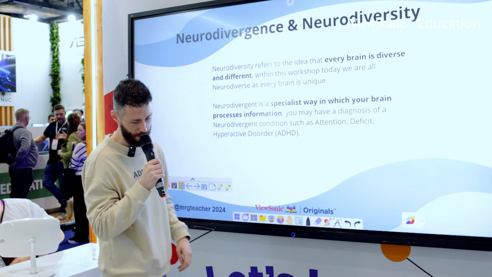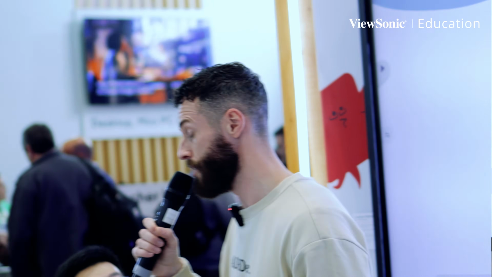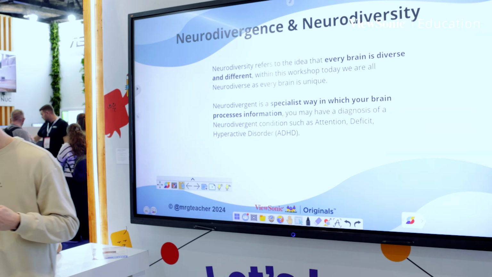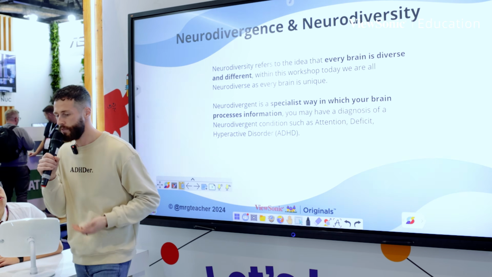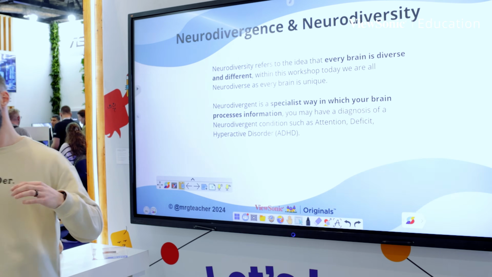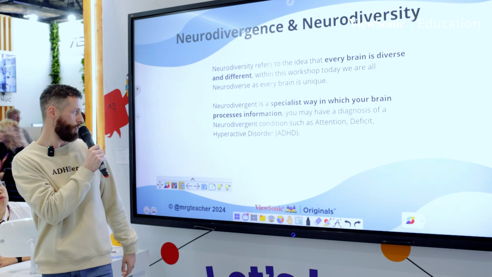Okay, so I just want to talk a little bit about the difference between neurodivergence and neurodiversity. Everybody is neurodiverse. Everybody in this workshop has a different brain. Neurodivergent is a very specialist way that the brain receives and processes information. That would be conditions such as ADHD, autism, dyslexia. All those conditions are neurodivergent. I just wanted to clarify some of the terminology before we moved on.